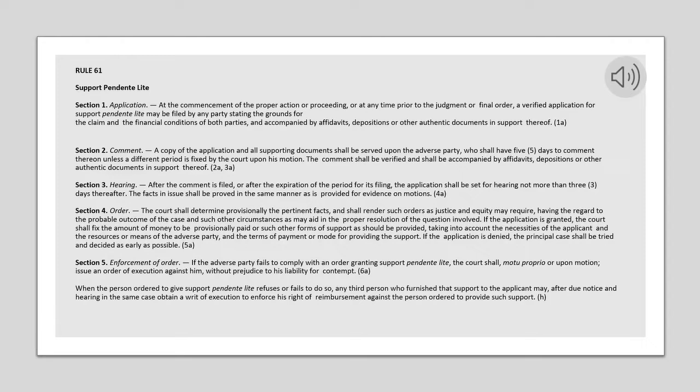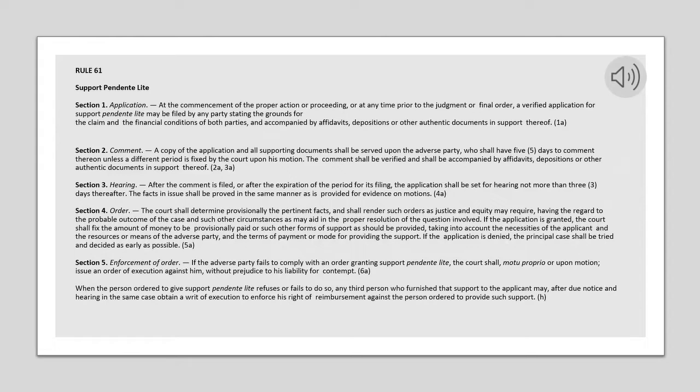5a. Section 5. Enforcement of order. If the adverse party fails to comply with an order granting support pendente lite, the court shall, motu proprio or upon motion, issue an order of execution against him, without prejudice to his liability for contempt.